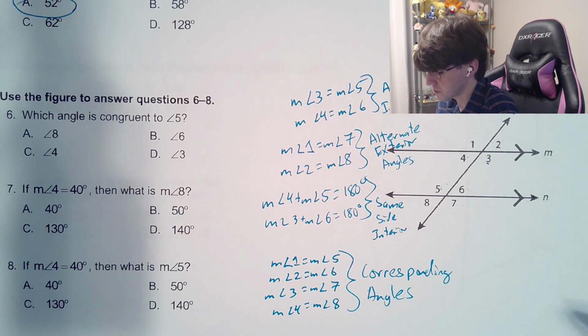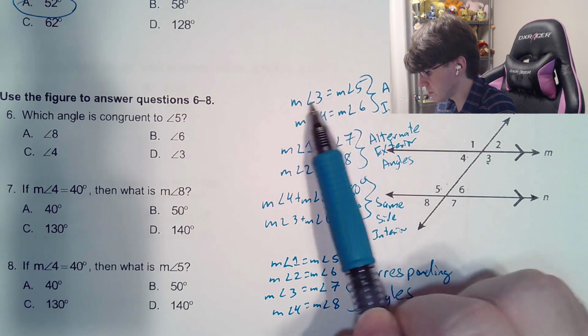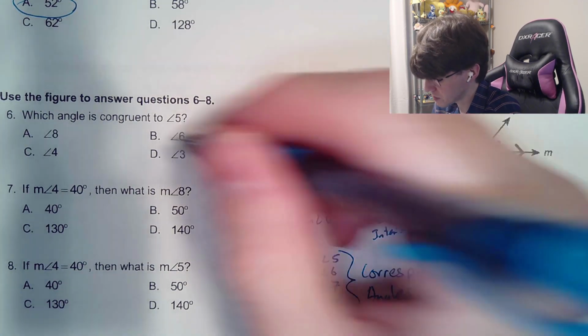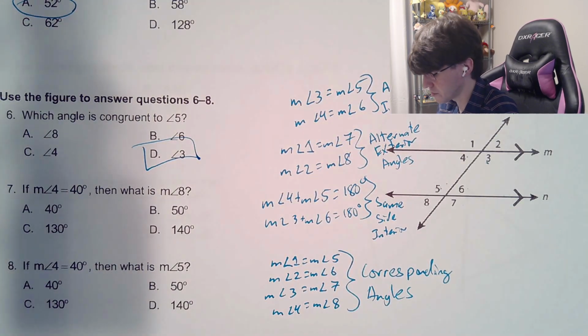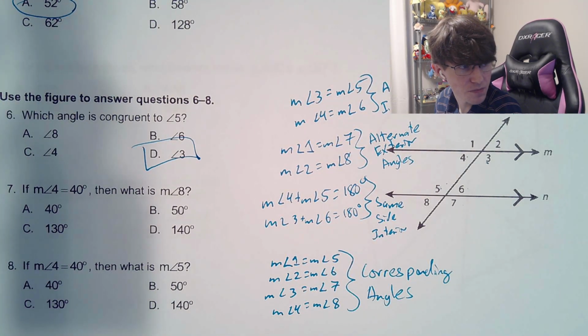Technically, you don't need all this stuff for this problem, but it's good to have a reminder of the review of what we learned throughout the year, so you can use these words intelligently in the future when you need to. Which angle is congruent to angle number 5? Well, right up above, right away, we said the angle number 3 is because it is alternate interior angles. So that's going to be letter D.